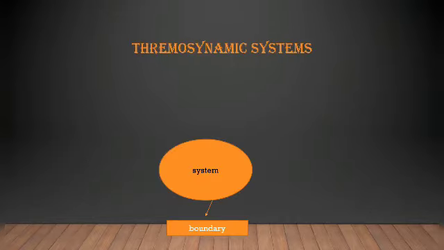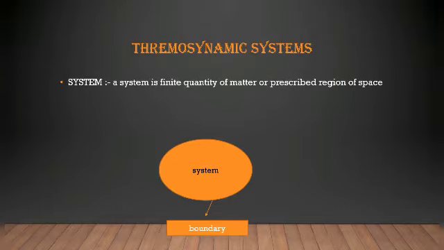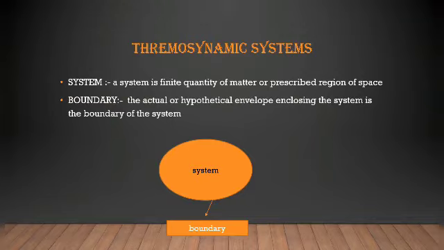Now we see the thermodynamic system. The system is a finite quantity of matter or a prescribed region of space. And the boundary, the actual or hypothetical envelope enclosing the system, is the boundary of the system.